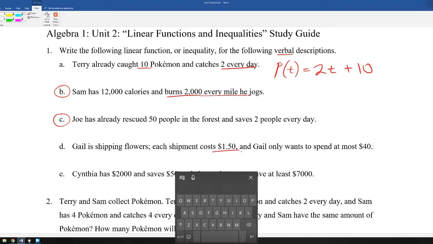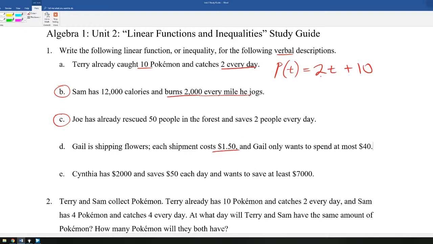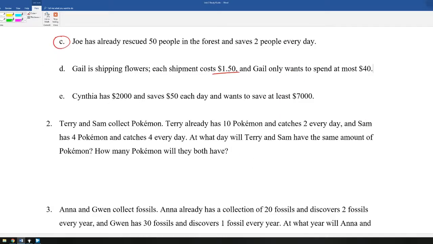Let's see, part D, Gail shipped flowers. Each shipment costs $1.50. So if we go scrolling down a little bit, $1.50 per shipment. Okay, but she wants to spend at most $40. At most $40. Can she spend more than $40? No, it's got to be less than, right? But at most, can she spend exactly $40? Yeah, she could afford that. So that would be this following inequality here for Gail for each shipment of flowers.